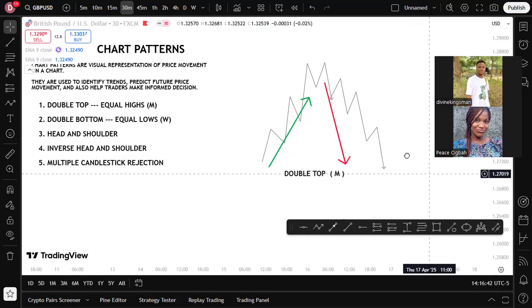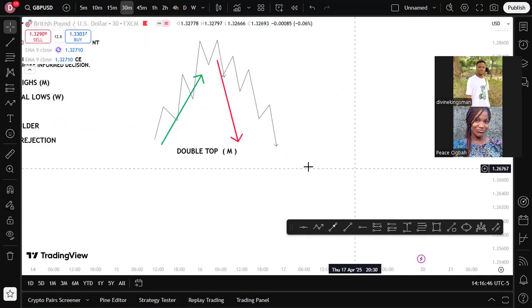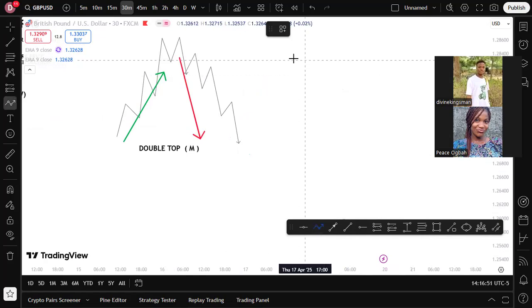So now let's talk about the double bottom, which is the equal lows and looks like a W pattern. Let's say we're coming down in price, right? Before I show the presentation of it, the double bottom is a bullish reversal pattern, because it tells you that the market is about to reverse to the upside.